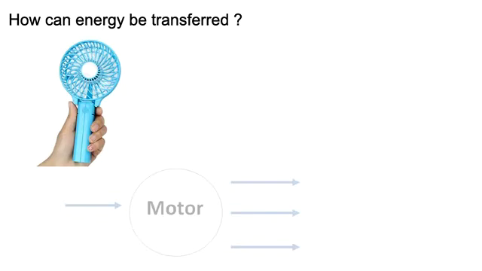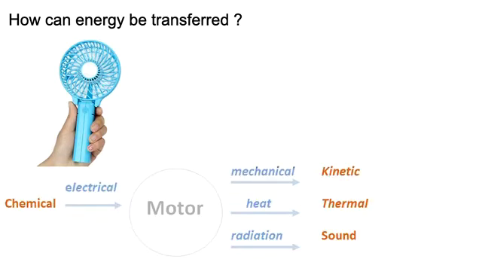So we know that there's a battery in there, and that's a chemical store. And that chemical store comes through electrically into the motor. The motor then turns the mechanical movement into kinetic energy. There is some heat generated with the friction, which is the thermal, and there's some radiation outside where the movement of molecules causes that sound transfer from that motor.